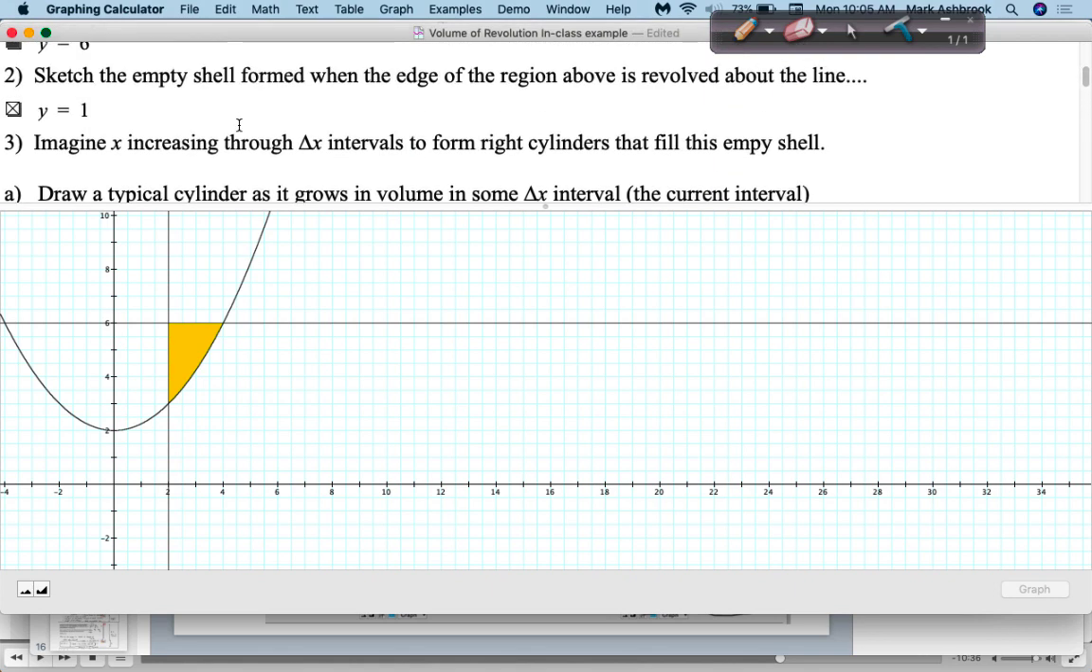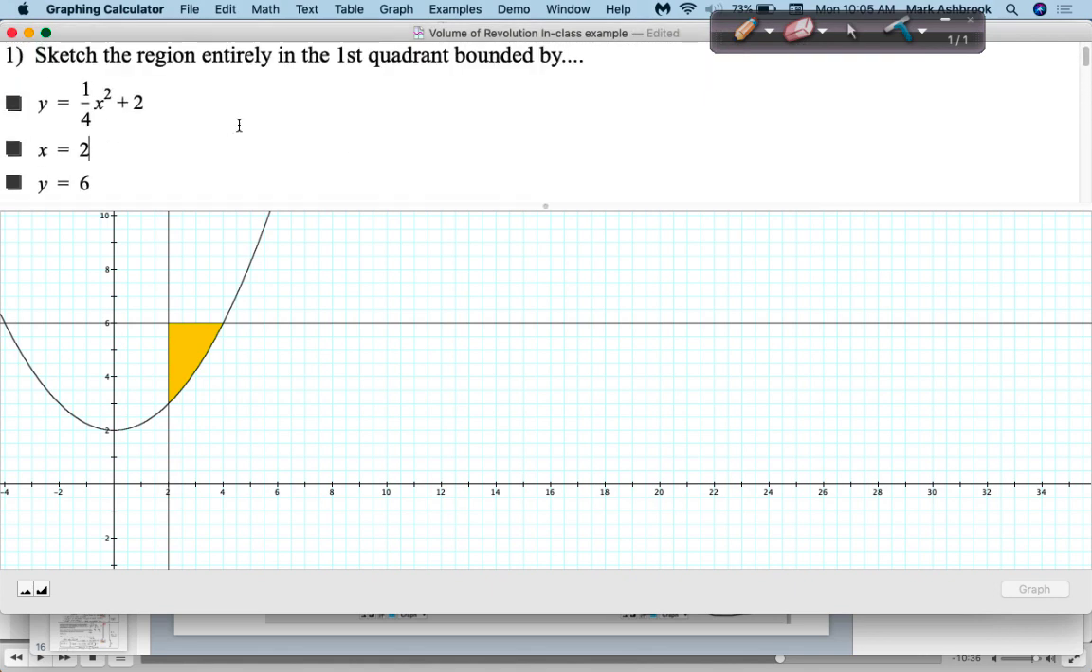That's the only region that has exactly those three as its boundaries. Right? It's the only region, of every region you could pick on the screen right now, that has those three as its boundaries. It doesn't say x or y axis. It doesn't say x equals 0, y equals 0.